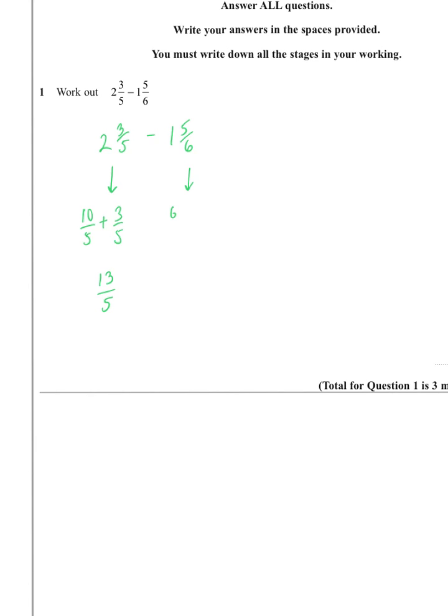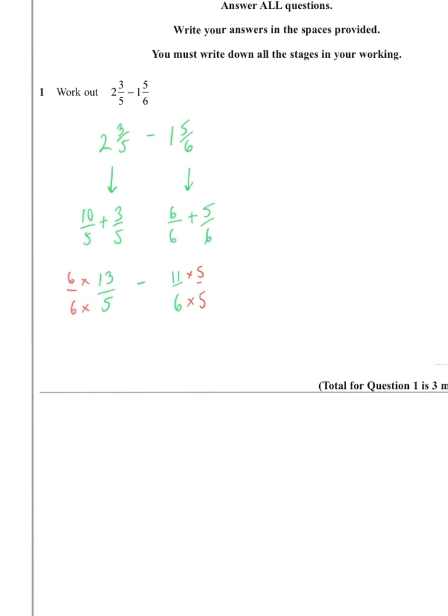Well, the whole one is 6/6 and 5 more, which is 11/6. Now we want to do 13/5 take away 11/6. So we're going to make the denominators match. So if we times top and bottom here by 6, and I'm going to times the top and bottom of this one by 5.